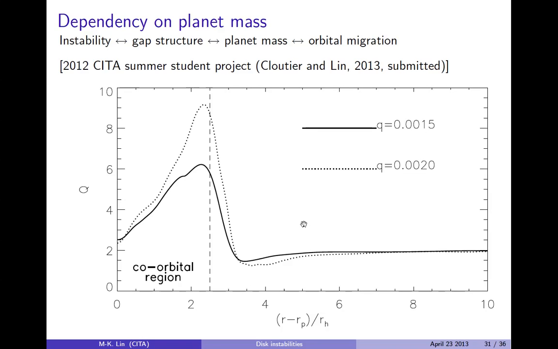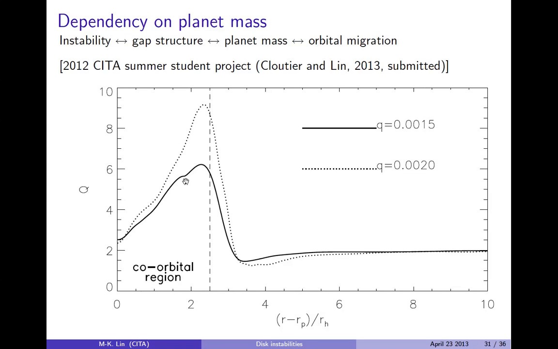For two different planet masses, the solid line is for a 1.5 Jupiter mass planet, and the dotted line is a 2 Jupiter mass planet. As I go from the solid to dotted, I'm increasing the planet mass and making the gap edge sharper. This peak is larger. So that should promote instability, and therefore that should increase the torque magnitude coming from these spiral arms, which is due to the instability. On the other hand, if I'm increasing the planet mass, I'm expecting to deplete this orbital region, right? That is reflected by the fact that Q in the dotted line here is bigger than the solid line.